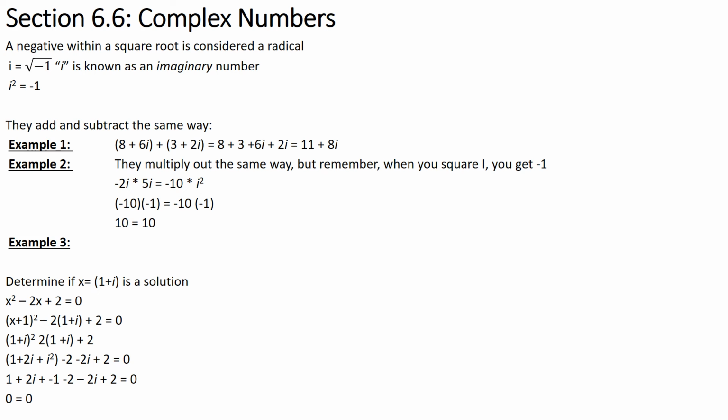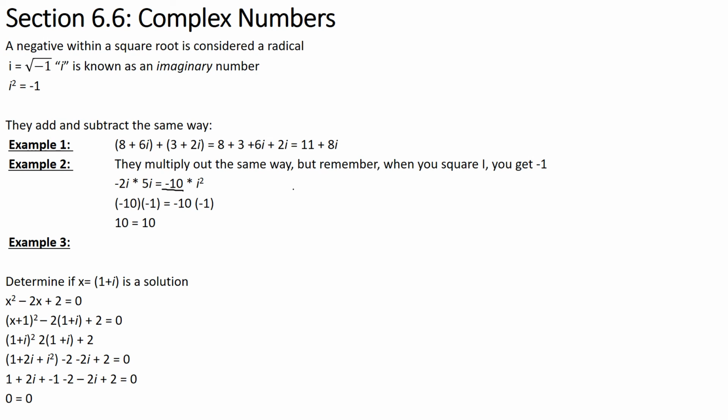8 plus 6i plus 3 plus 2i. 8 plus 3 is 11. 6i plus 2i, we do the same thing. It's 8i. So my answer is 11 plus 8i. We multiply I, we get I squared. And remember, I squared is square root of negative 1 times square root of negative 1, which is negative 1. Negative 2i times 5i is negative 10.